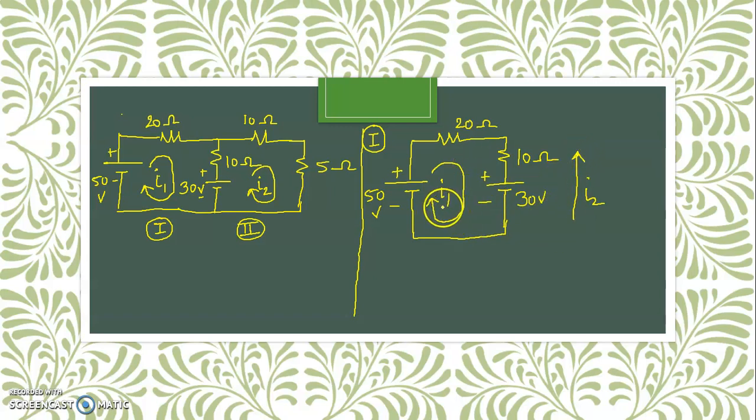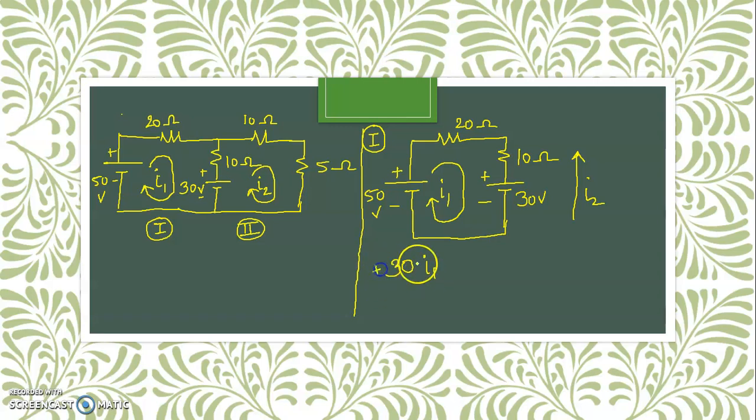So let us write the expression considering this particular loop first, that is effect of I1 first. This I1 is passing through 20 and 10 ohm, right? These two resistances are connected in series, like single current is passing through both the resistances, that is I1. So this 20 and 10 which are connected in series gives you the total equivalent resistance as 30. So voltage drop is current into resistance, that is 30 I1.